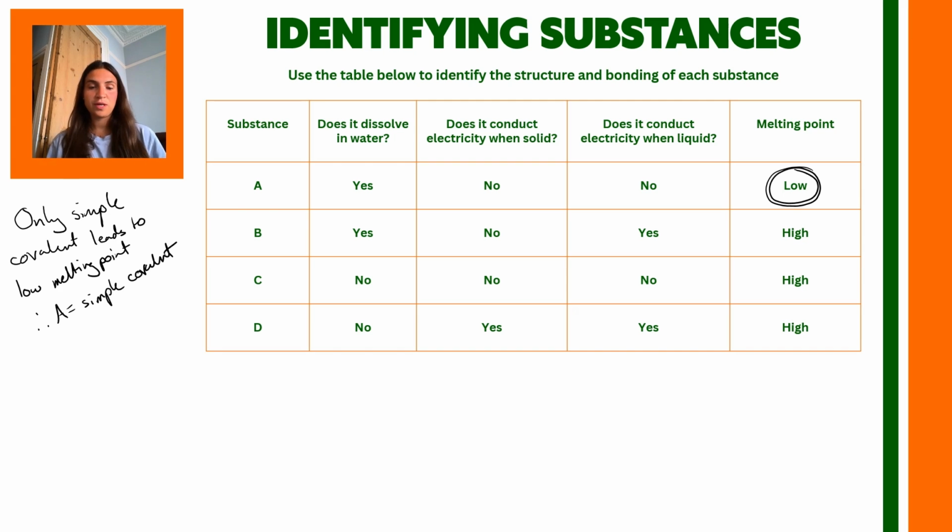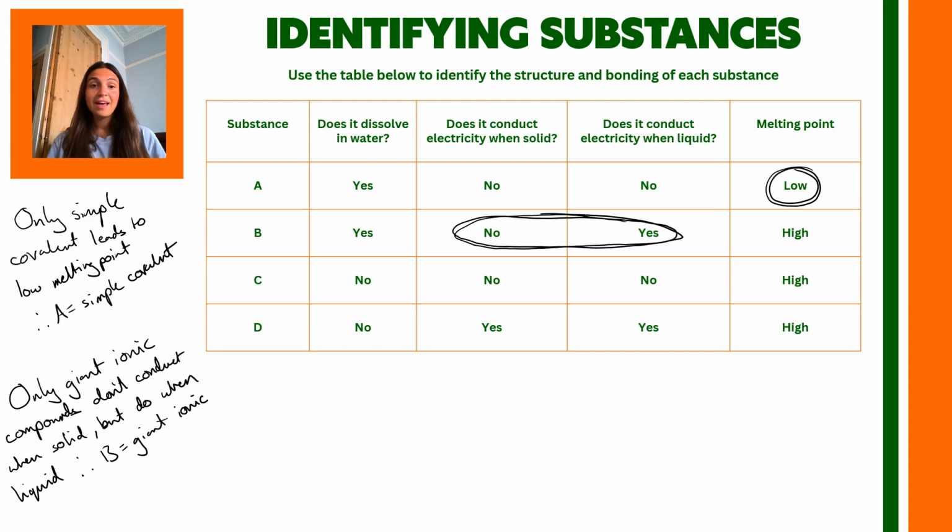Substance B, a little bit trickier, but my eye's drawn to those two pieces of information there. So we have that it does not conduct when it is a solid, but it does conduct when it is a liquid. And that leads me to think that it is ionic in terms of the bonding, and it must be giant ionic lattice because ionic doesn't have simple structure. And so how do I know it's that? Well, remember that when you have your ionic compounds as a liquid, those ions are now free to move. So that means that it conducts electricity when it's a liquid.